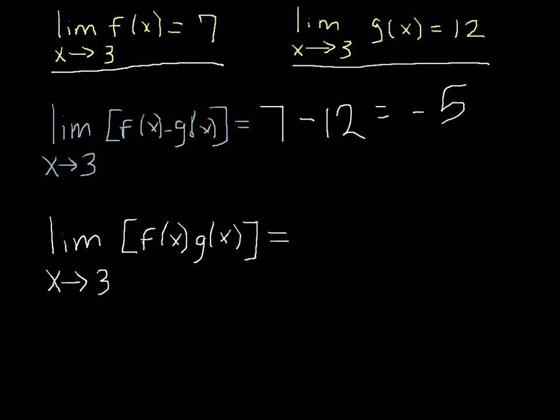In the second example, the limit as x approaches 3 of f of x times g of x would be the limit of f of x, which is 7, times the limit of g of x, which is 12. And that gives us 84.